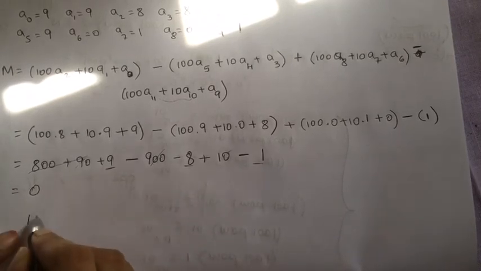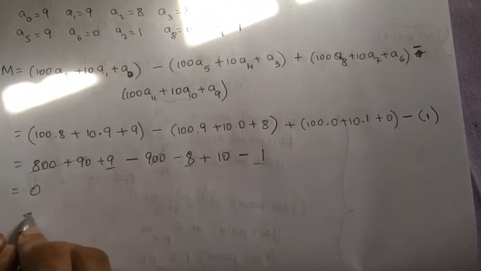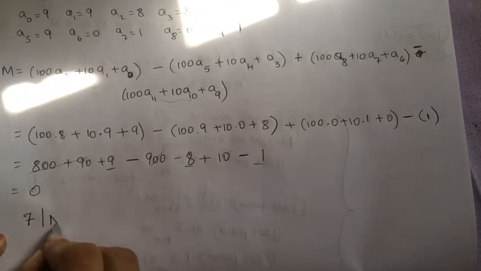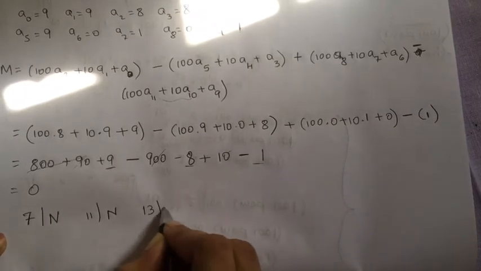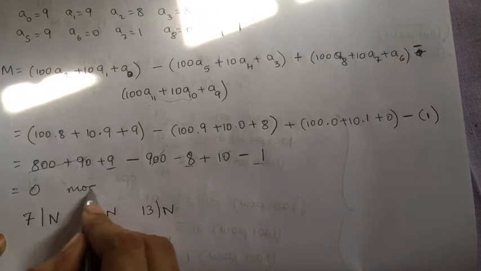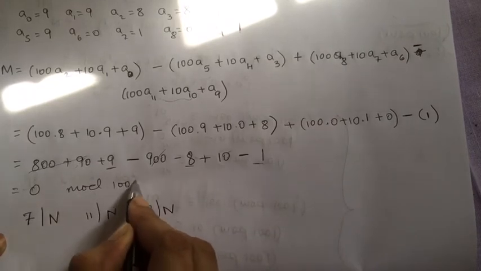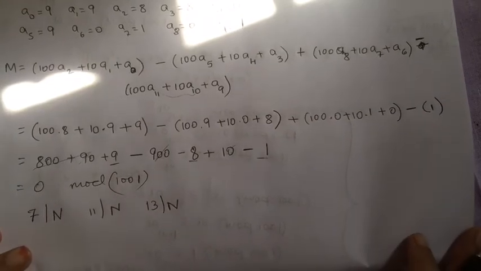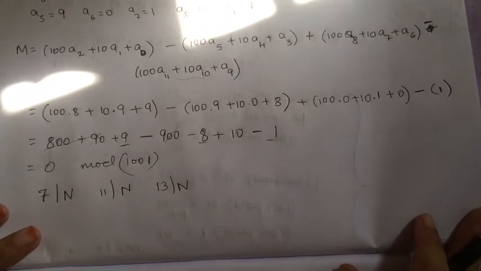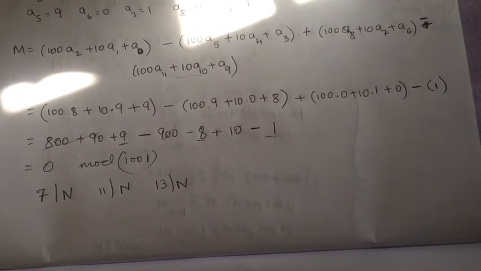So 1001, I can directly write 7 divides n, 11 divides n, and 13 divides n. It is congruent to 0 mod 1001. 1001 is nothing but the product of 7, 11, 13. So it is divisible by 7, 11, and 13.